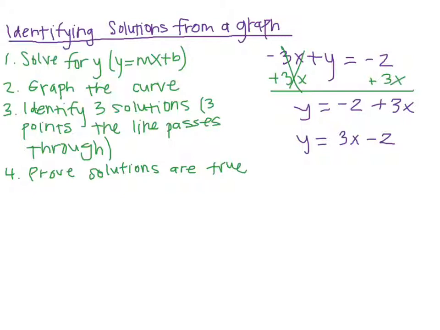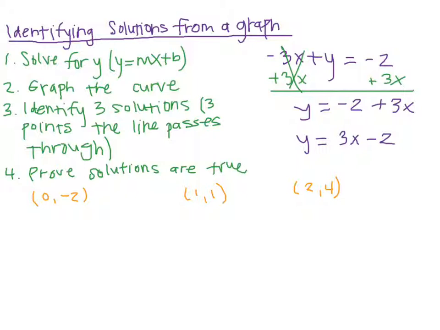Basically, we are just checking our work. And we can do that by substituting the 3 points we identified into the equation that we have. So we're going to be substituting (0, -2), (1, 1), and (2, 4) all into this equation that we started out with up here, -3x plus y equals -2.